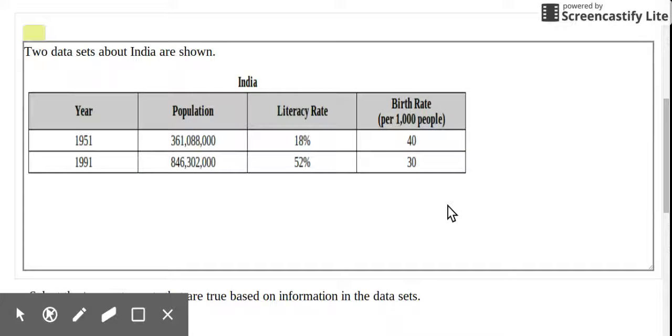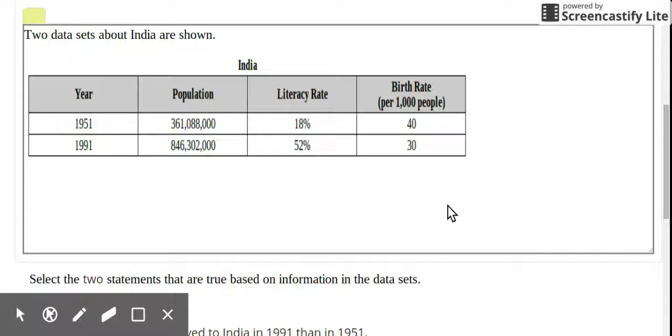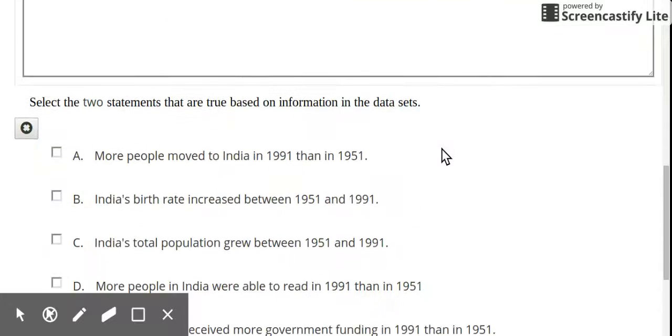Oh boy, this one's a little weird to read. It's kind of stretched, but we'll do our best here. So select which 2 statements are true based on the information here. It gives us a data set about India. We have 1951, 1991. It shows us their population, literacy rate, which is the ability to read, what percent can read. So they went from 18% to 52%. And then birth rate, 40 births per 1,000 people, and it went down to 30 births. So let's see which ones are true.